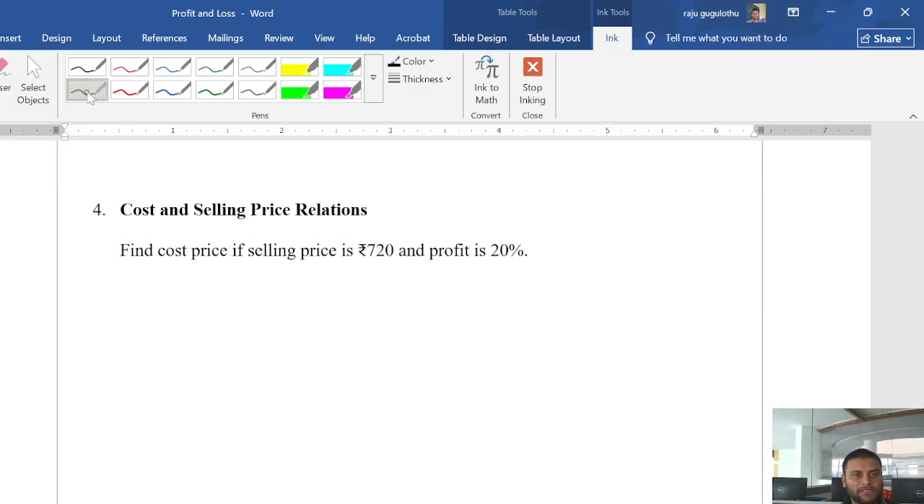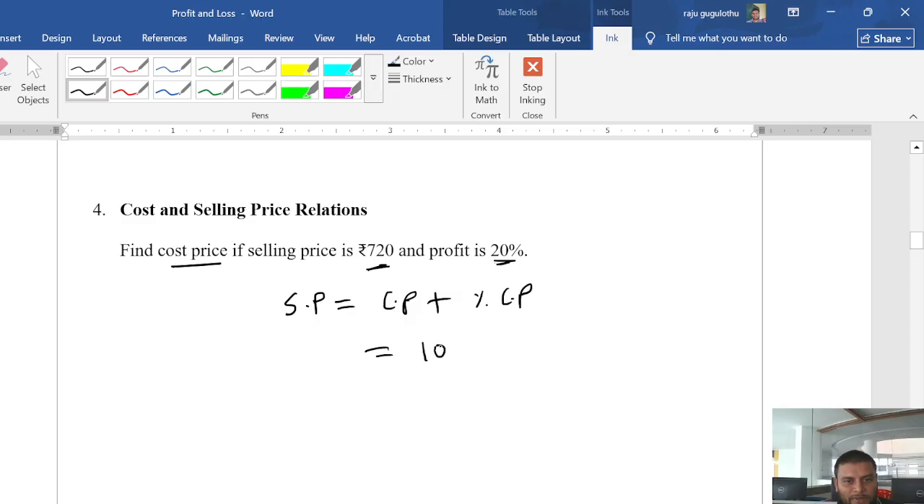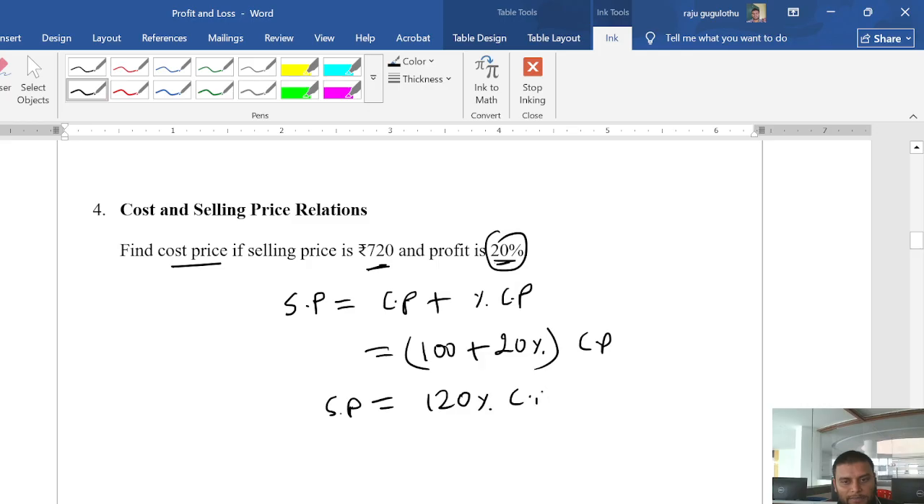This is the fourth question. Find the CP if selling price is 720 and profit is 20%. This is also a basic question. Friends, we can write selling price like this: selling price is equal to cost price plus the profit percentage we are expecting on cost price. If I assume cost price is 100 and I want 20% profit, I can write 100 plus 20 percent of CP. So I can say if I want 20% profit, I can write 120 percent of CP.